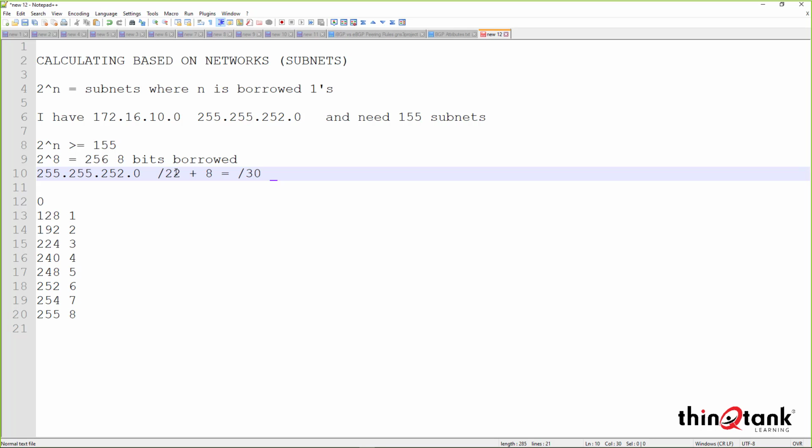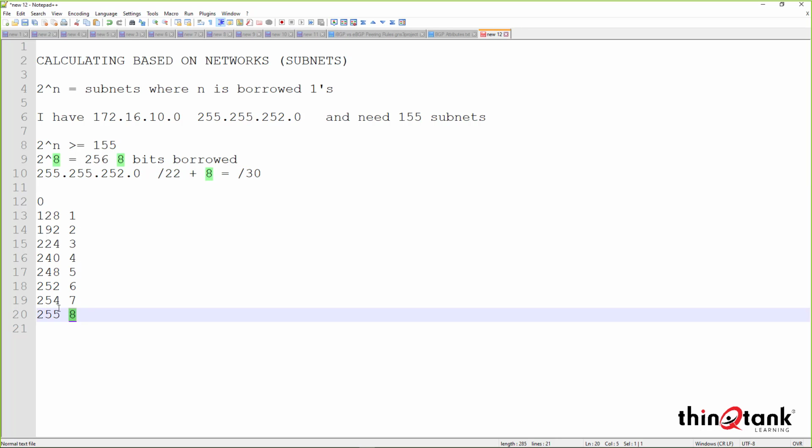That make sense? They're small networks. They're very small networks. There's only a couple of bits for hosts, which means only 4 addresses and 2 usable addresses, but we can meet the requirement.